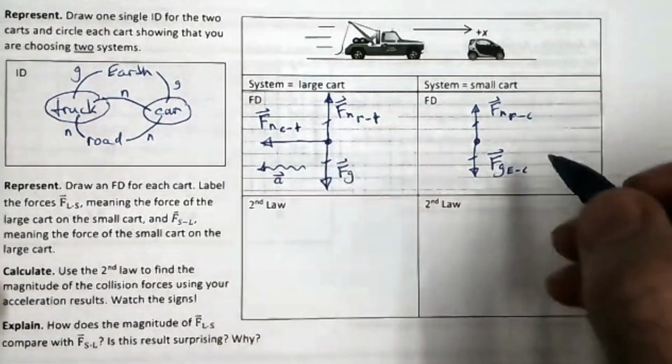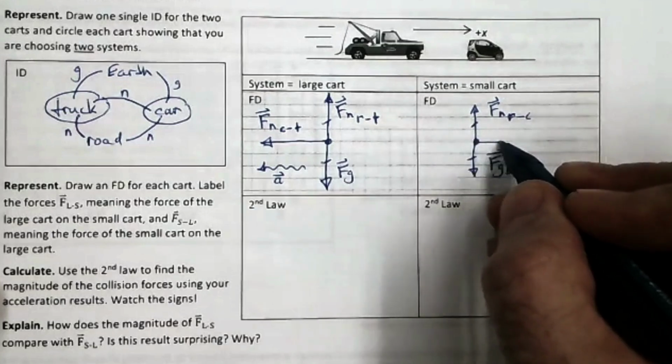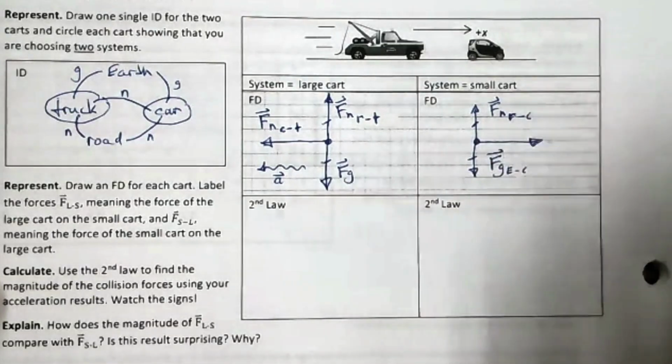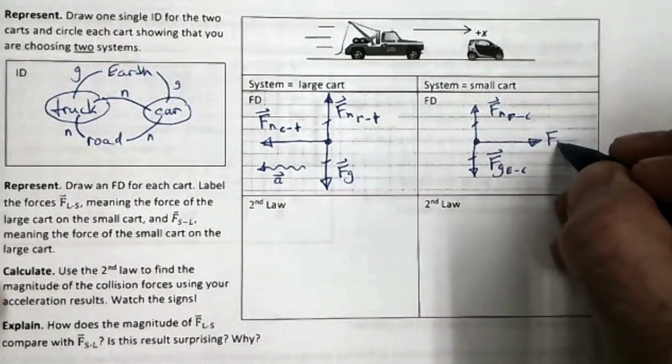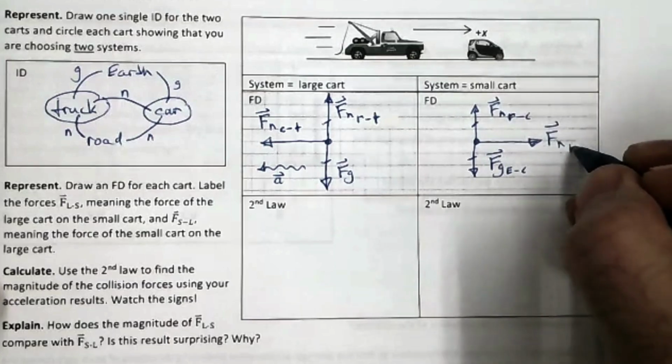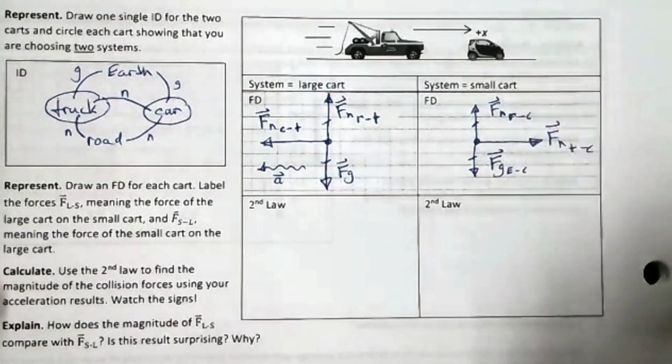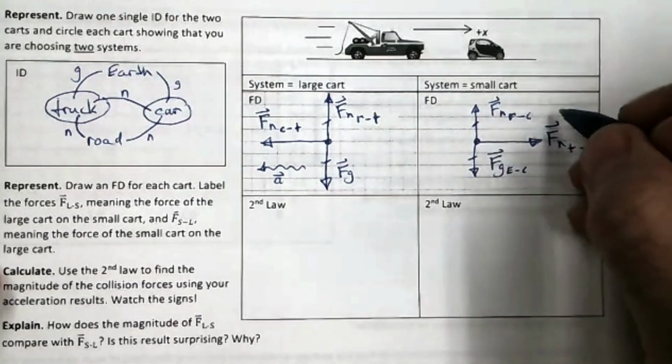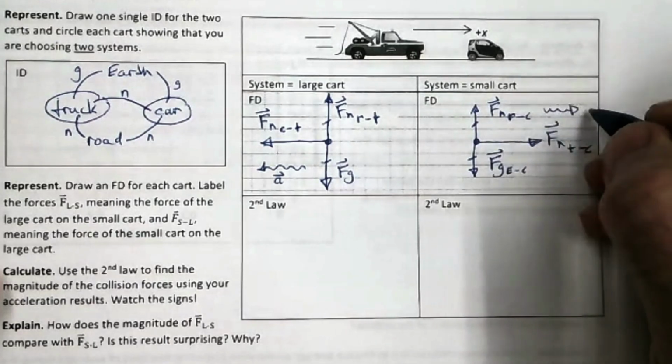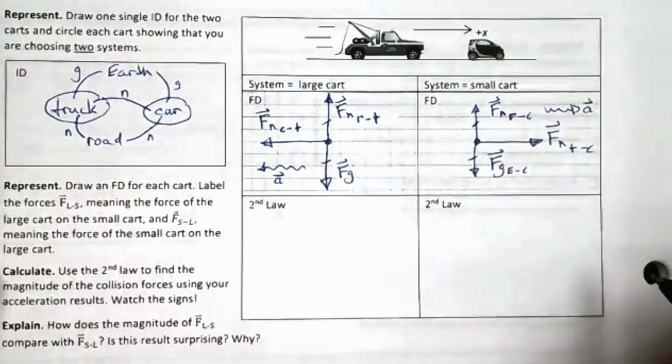So I'm going to be very careful here. I've drawn that about 5 boxes long. So roughly the same length here. Normal force of the truck on the car. So we understand that the car is accelerating in this direction.